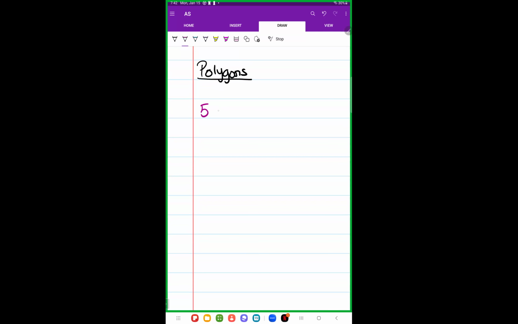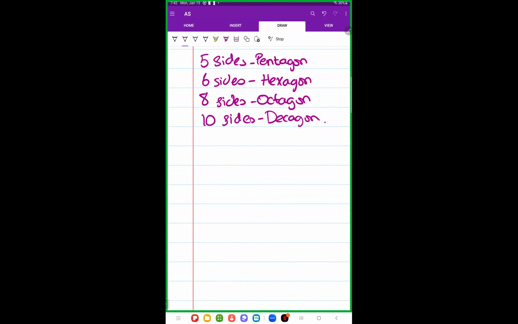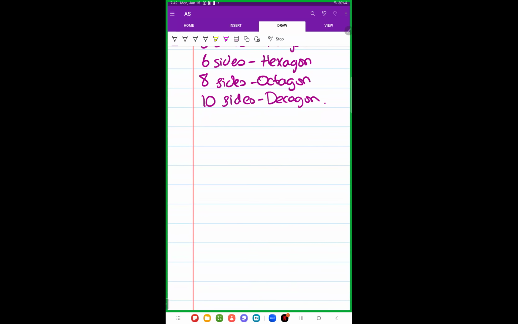If there are, for example, five sides, it's called a pentagon. This is just general information. Six sides is a hexagon. Eight sides is an octagon. And 10 sides is a decagon. All right, let's talk about the properties that these come with.